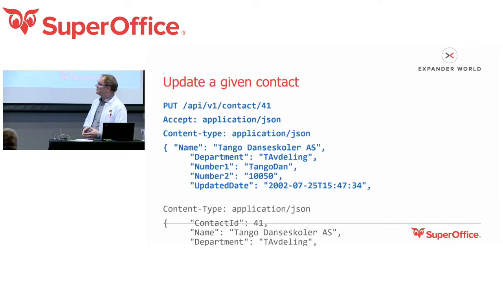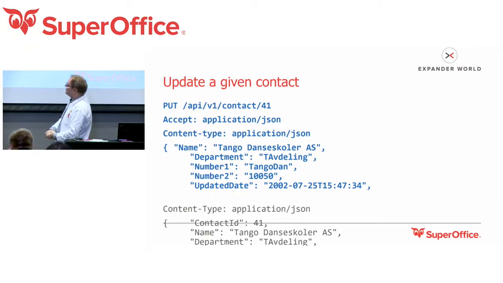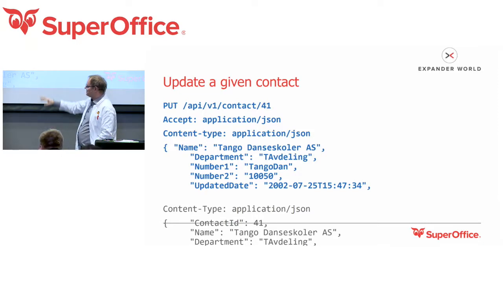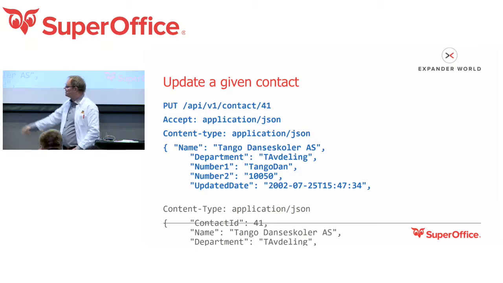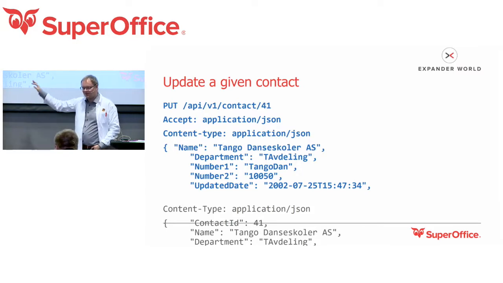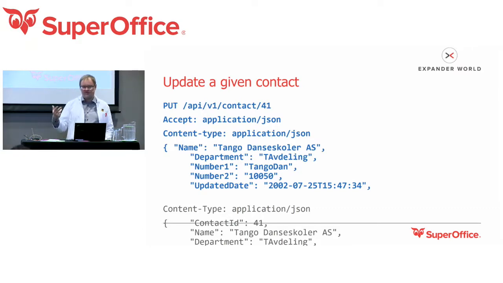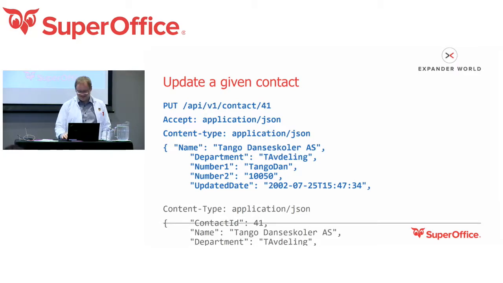Updating is similar. We'd use put to do an update, and we specify that we would like JSON back. And here's a JSON object with all the values. And we get back the result of the update, here's the updated data back. Now, if we didn't have permission, we'd get an error code instead. But assuming we had permission to actually update this contact, we get back 200 OK and the new content. We've saved this, so there'd be a new updated date and so on.